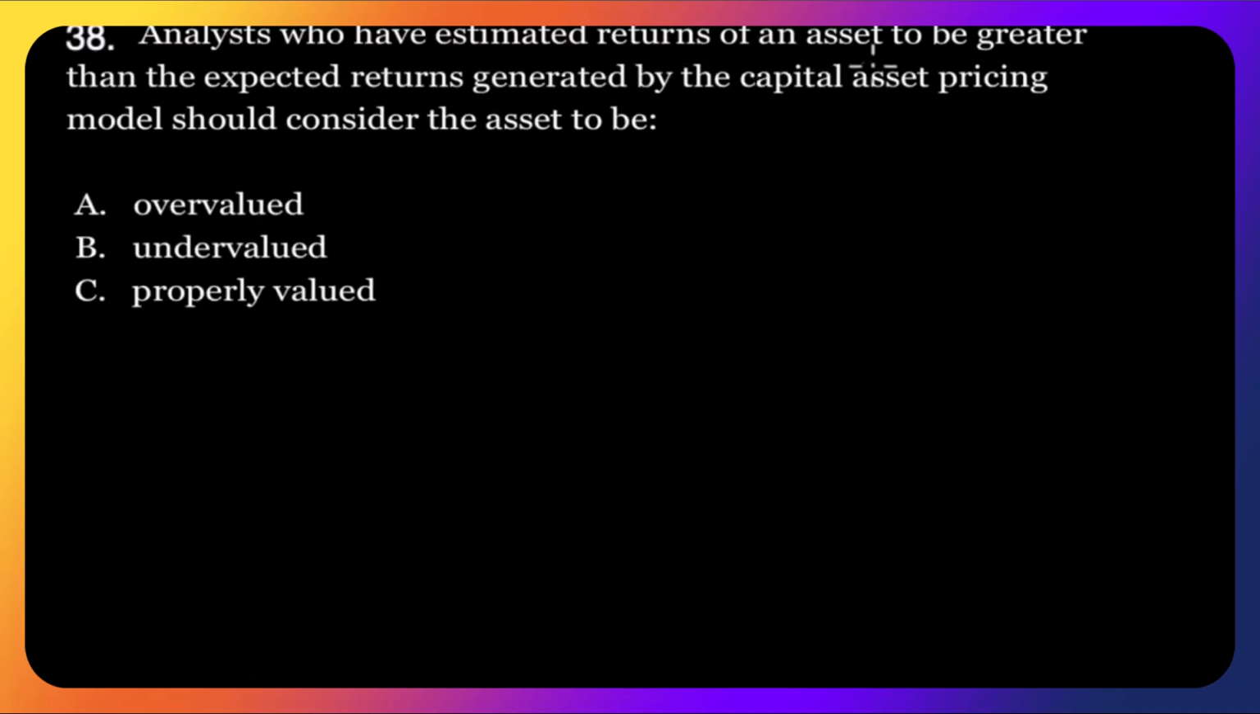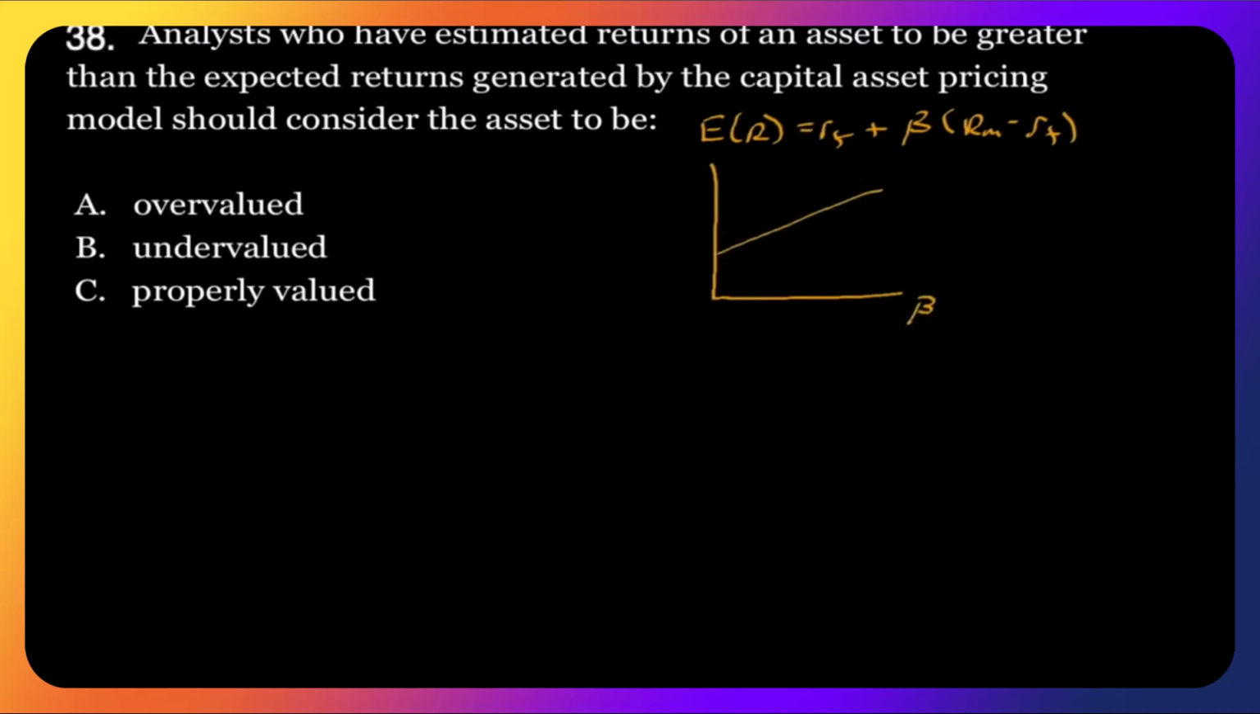Analysts who have estimated returns of an asset to be greater than the expected returns generated by the capital asset pricing model should consider the asset to be overvalued, undervalued, or properly valued. Well, we're looking at the expected return of an asset, RF plus beta RM minus RF. More importantly, though, what will this equation do? It will price assets out on the security market line, because you'll have the risk-free rate. Notice you have your intercept, which is RF, and it's a function of beta. So it will price it out on the security market line.